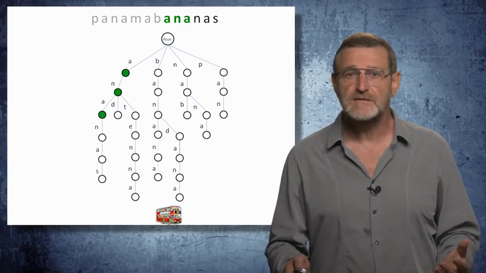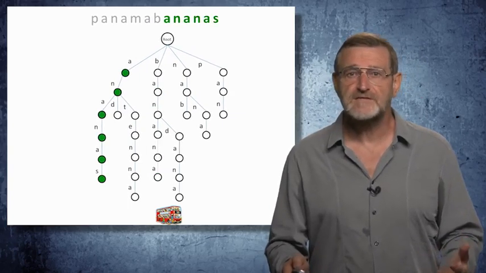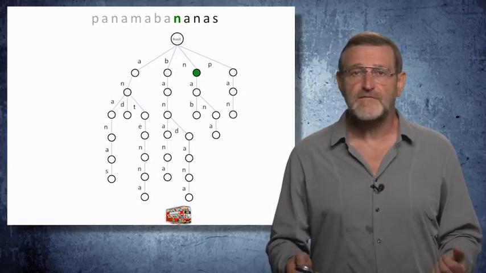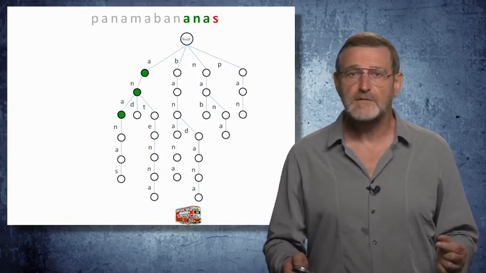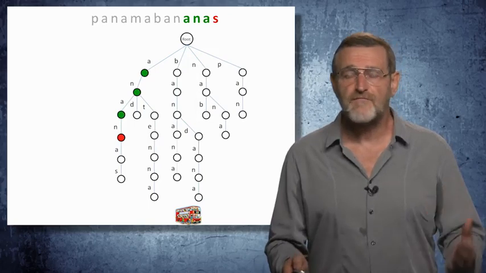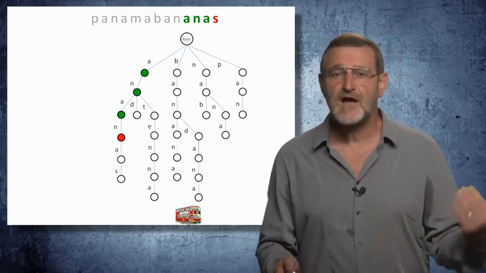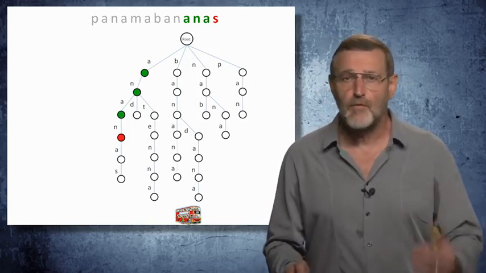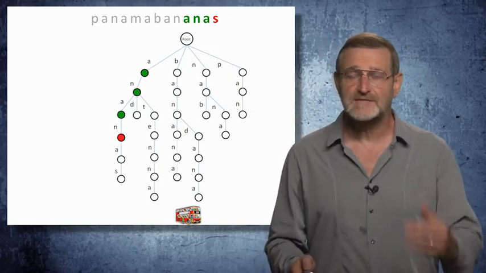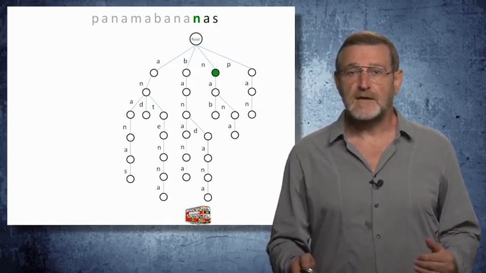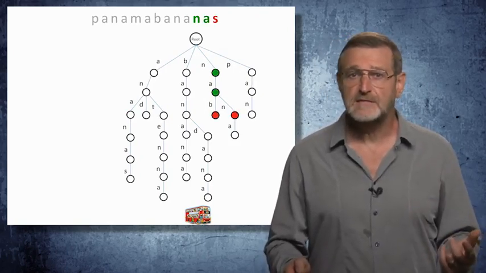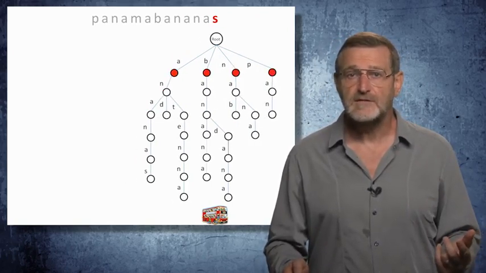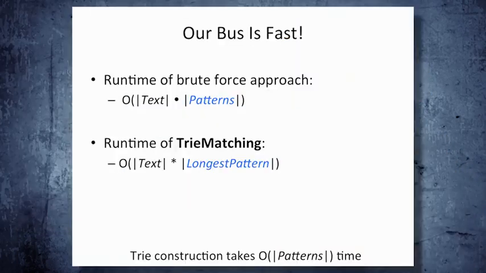A pattern from the set of patterns matches the text each time we reach a leaf. Let me show you how it works. Our bus is now looking at the first letter of the text, P. So we walk along the edge labeled by P. The next letter is A. We walk along this edge. The next letter is N. We walk along this edge. And we found that the pattern pan appears in Panama bananas.